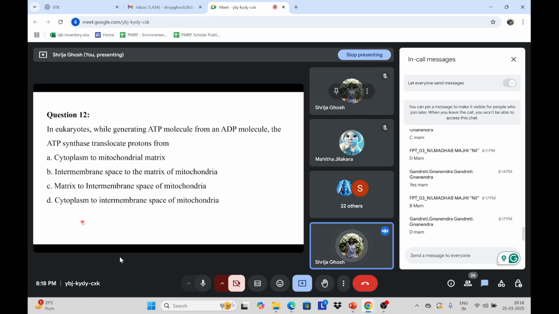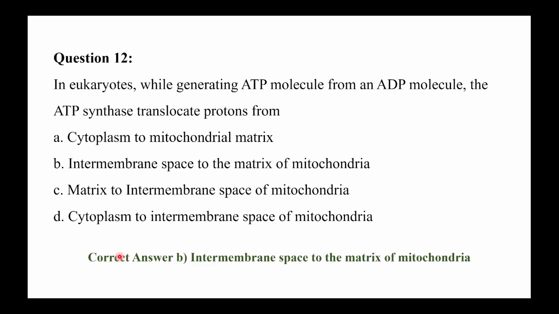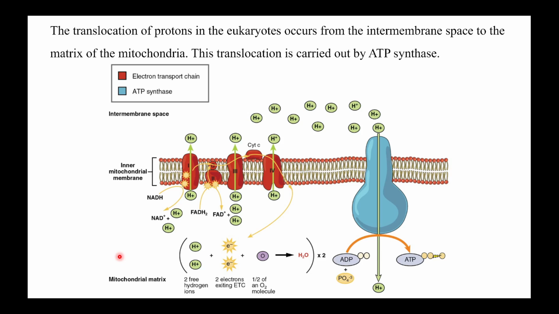Let's see the correct answer. The correct answer is option B, intermembrane space to the matrix of mitochondria. So this is the electron transport chain I showed you. I told you that the protons are first pumped from the matrix of mitochondria to the intermembrane space by all these complexes when the electrons are transported. Then finally, what happens? The concentration of protons in the intermembrane space is very high as compared to the mitochondrial matrix.